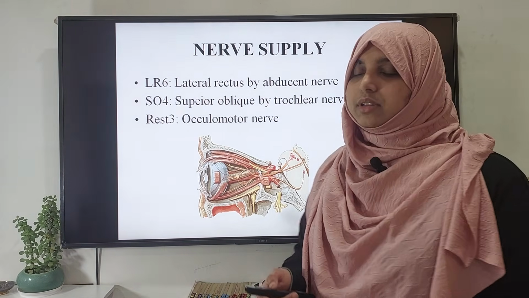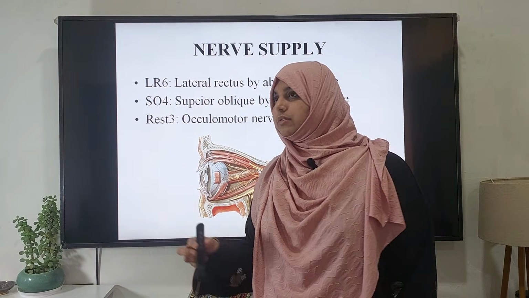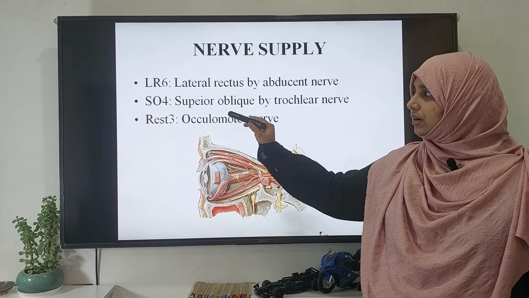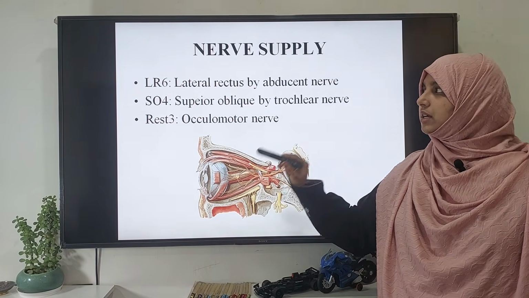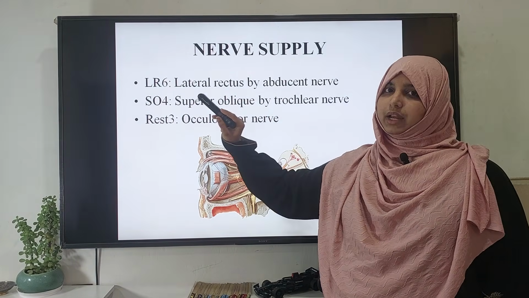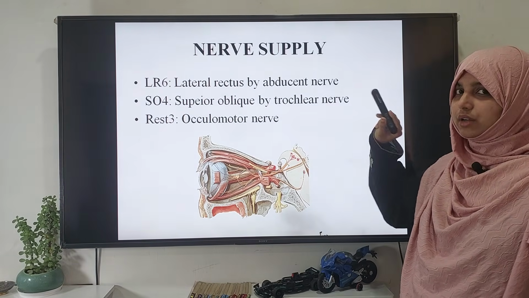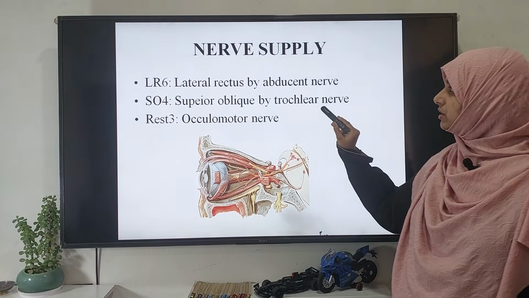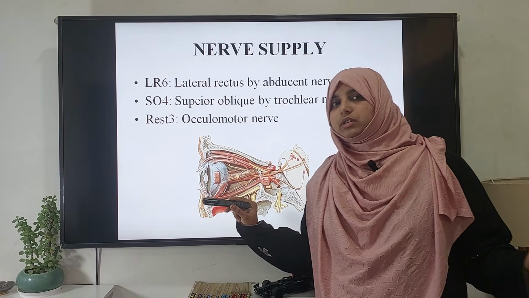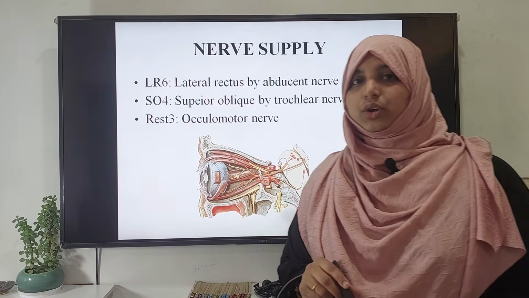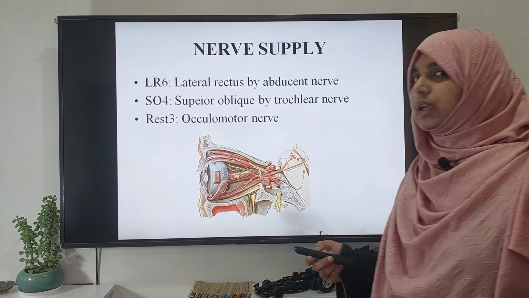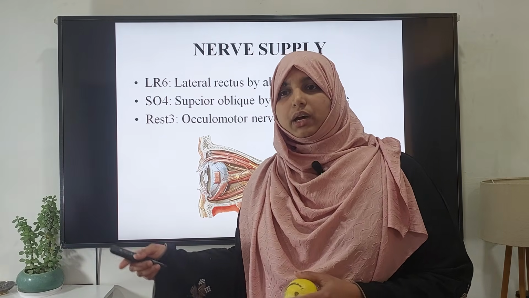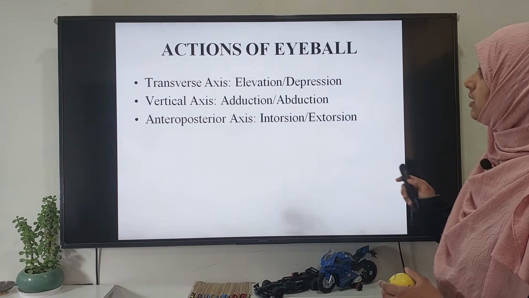And what is the nerve supply? For that we have a small mnemonic. It's very common. It's called LR6 SO4 and the remaining muscles by 3. That is, lateral rectus is supplied by the 6th nerve, that is the abducent nerve. Superior oblique is supplied by the 4th nerve, that is the trochlear nerve. All the rest of the muscles are supplied by the oculomotor nerve. Okay, so again the mnemonic is LR6 SO4 and the rest by 3. So, this is the nerve supply.